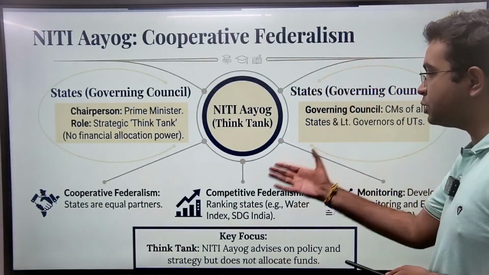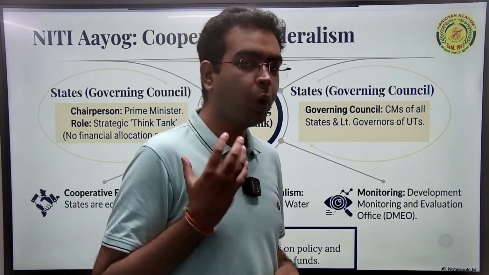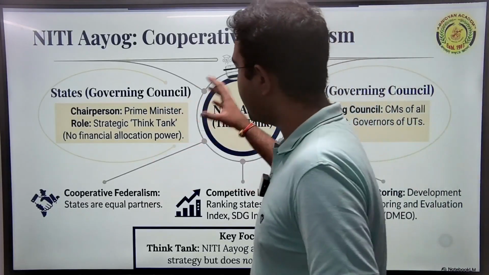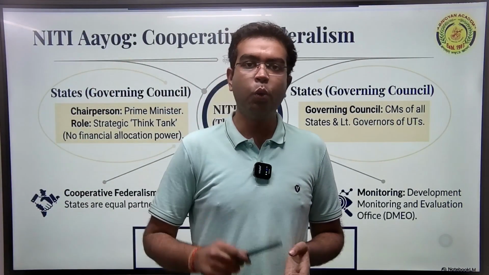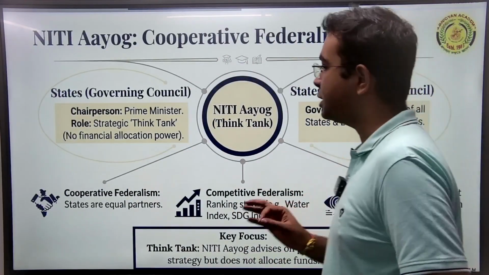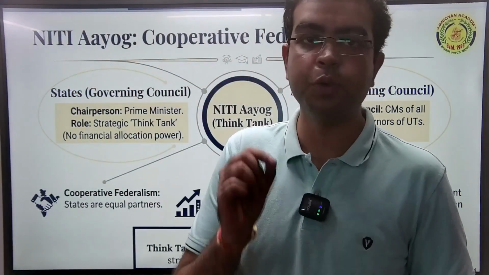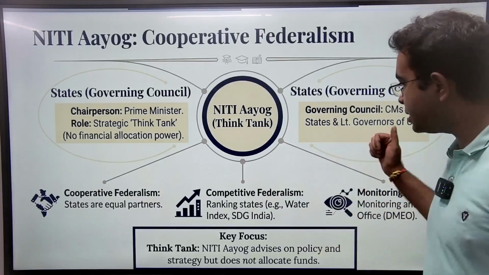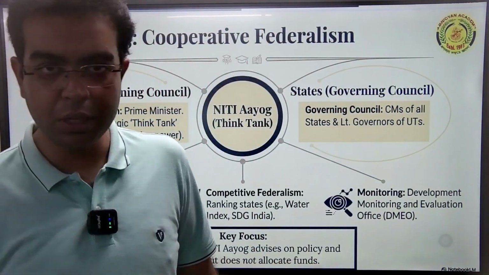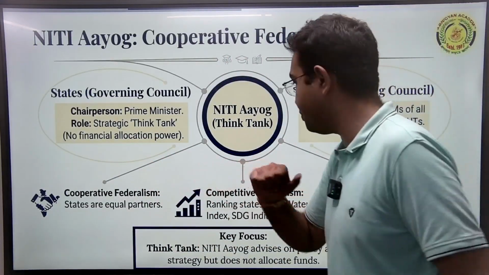Now, NITI Aayog fosters cooperative federalism. What does cooperative federalism actually mean? When all the states and the center come together and sit in one place, whatever plan and strategy will be made, that will be made only after a proper discussion between the center and the states. So there will be proper cooperation and coordination between the central government and the state governments before making a policy. They will be equal partners. They will be equally responsible. They will be equally powerful in the whole process. So this is how it fosters cooperative federalism.